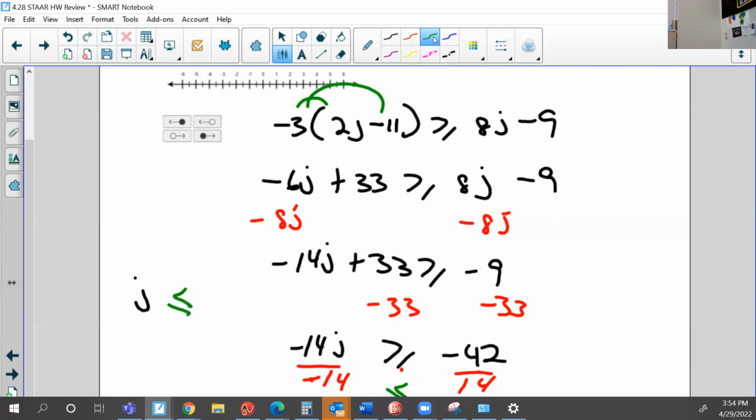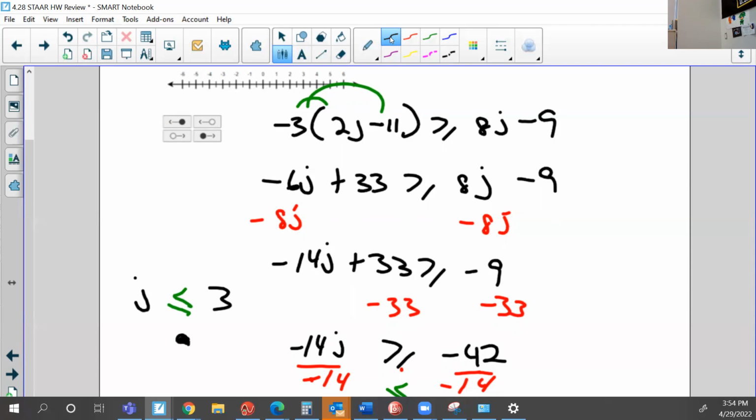Less than or equal to, and that is just 3, 4 is 12. J is less than or equal to 3. Negative 14 here, I'm sorry, it's negative 14. So j now is less than or equal to 3. Remember now, it's a less than or equal to, so it's going to be a closed circle.